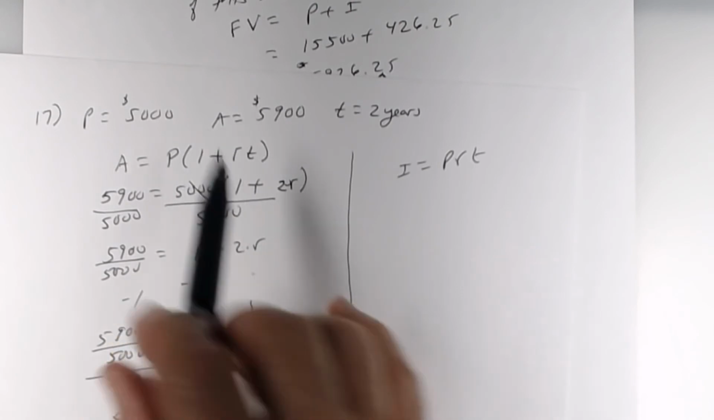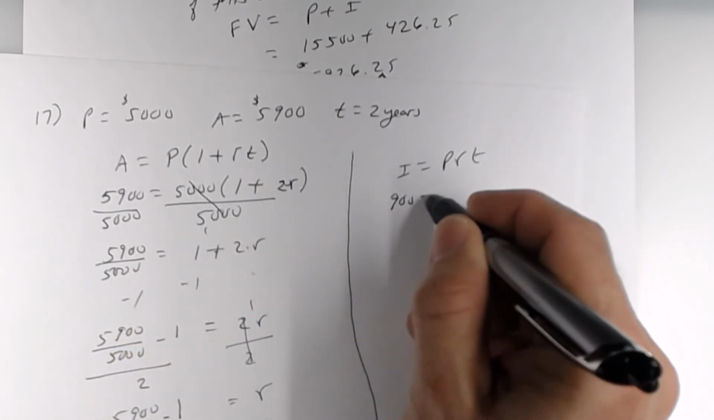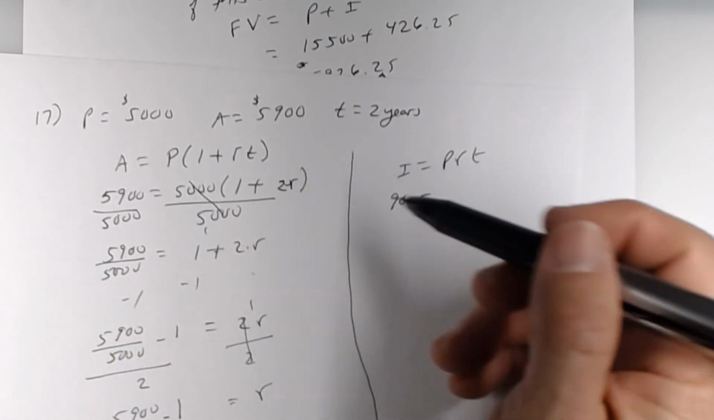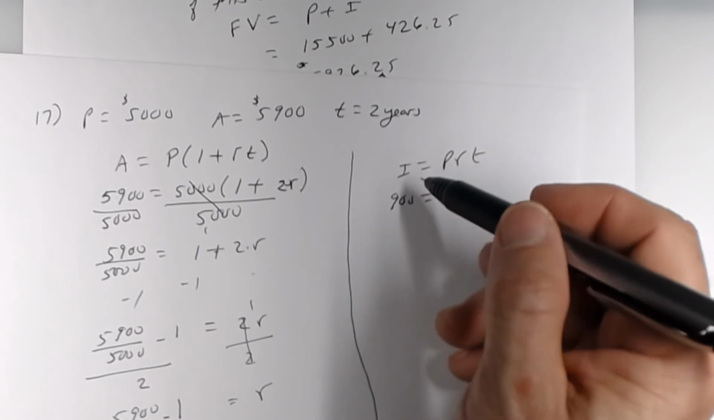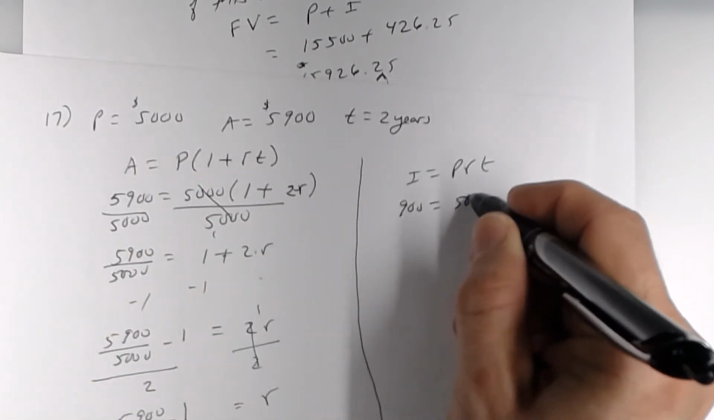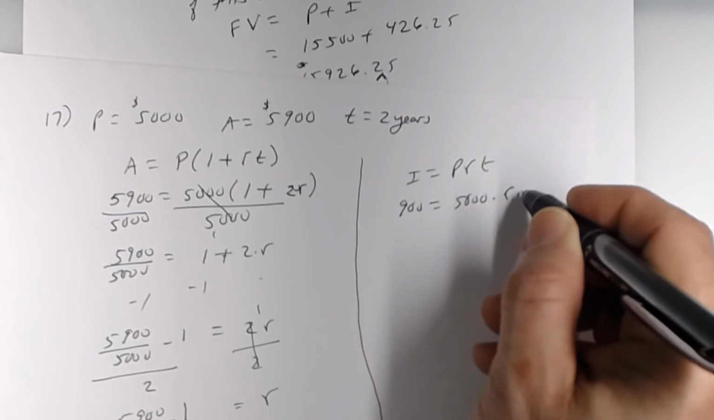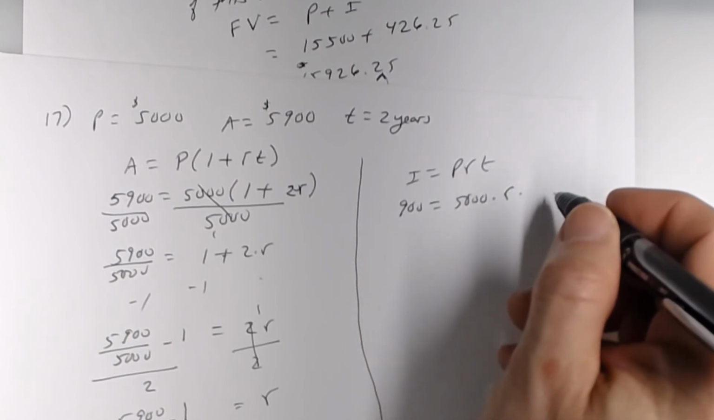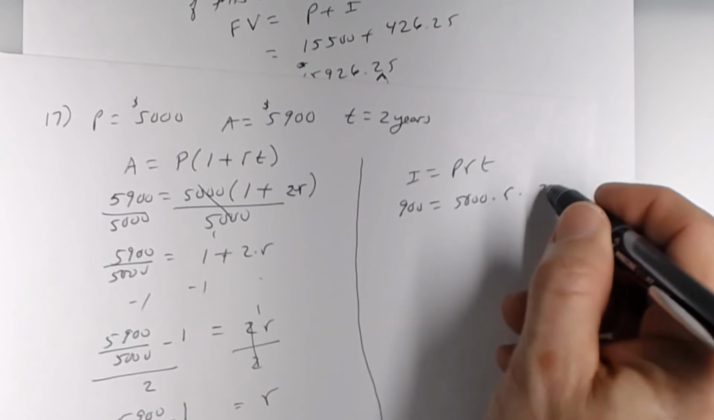900. So you're going to say 900 equals the principal. What was the principal? Make sure you're using the correct principal. It's 5,000. So 5,000 times the rate, which is what I'm looking for, times T. What's T? 2.